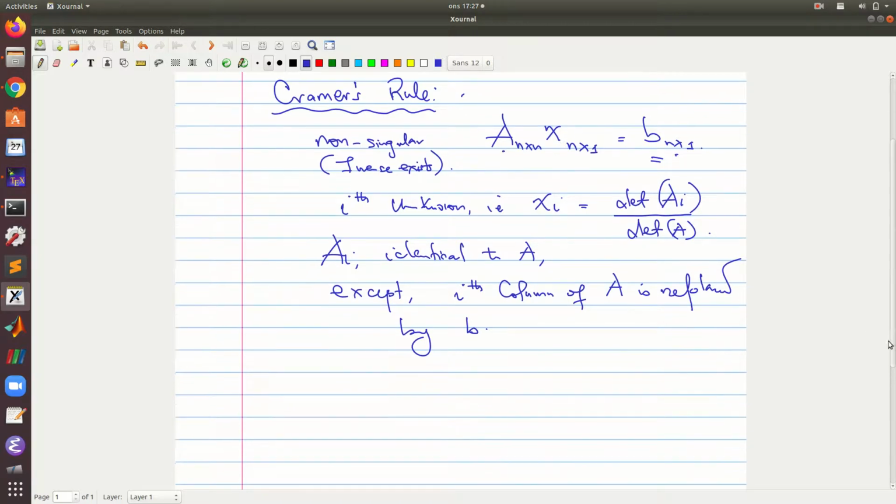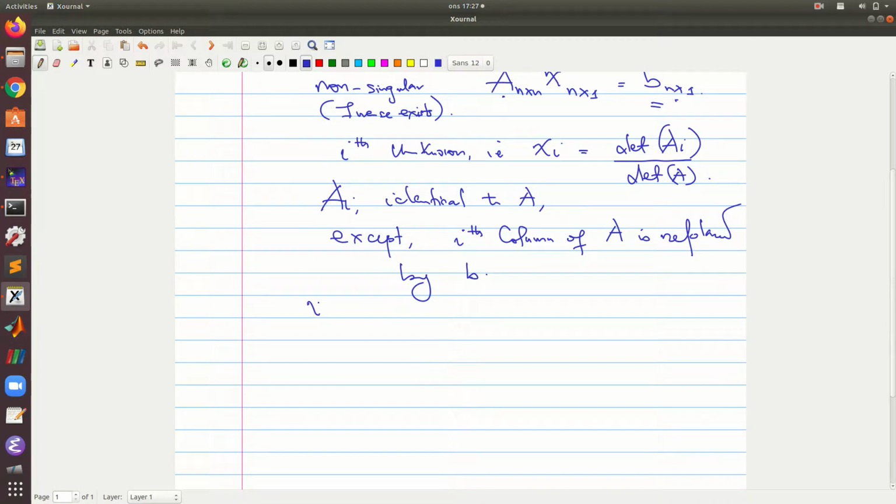In other words, if you want to find x2, then x2 is going to be the determinant of A2 over the determinant of A. A is the matrix which we have, but A2 is where the second column of A, that is all rows, column number 2, is deleted and replaced with the right hand vector b.